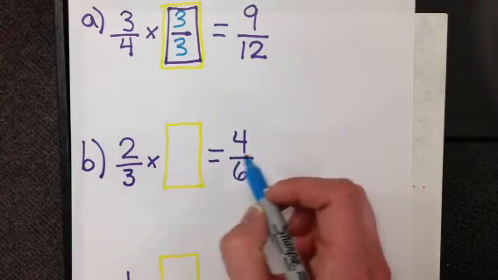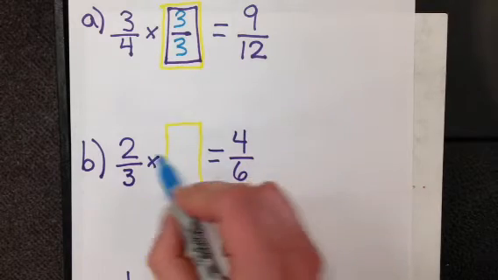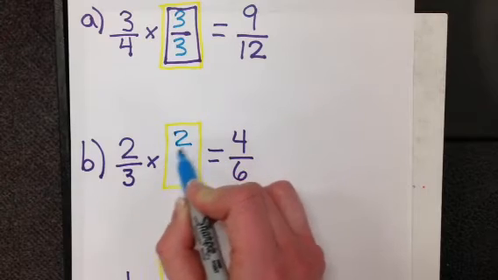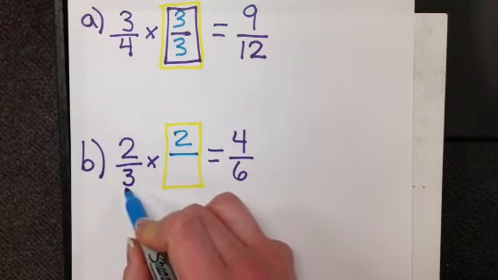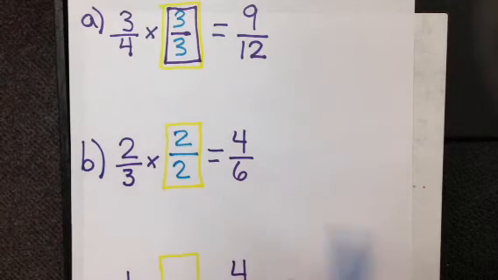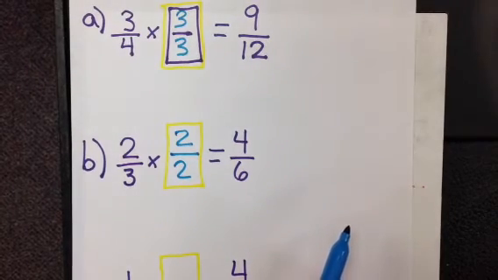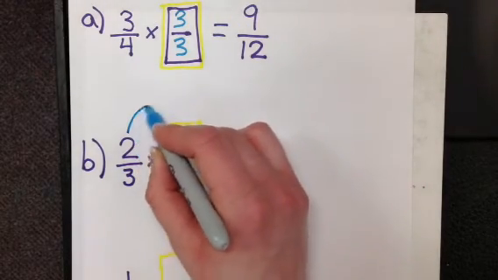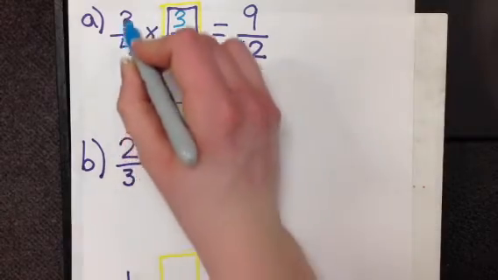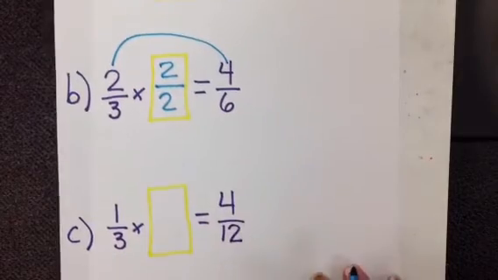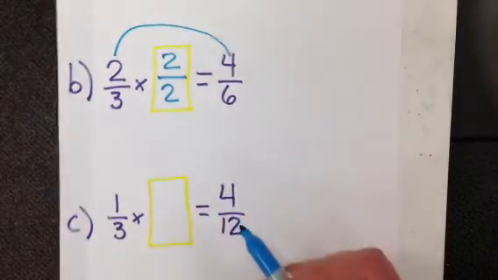2/3 times something equals 4/6. 2 times what is 4? That would be 2 over 2 then. Let's check it. 3 times 2 is 6. So 2/2 would be the fraction that is equal to 1 that we need to make these equivalent. Again, remember, these are equivalent as long as you're multiplying by 1.